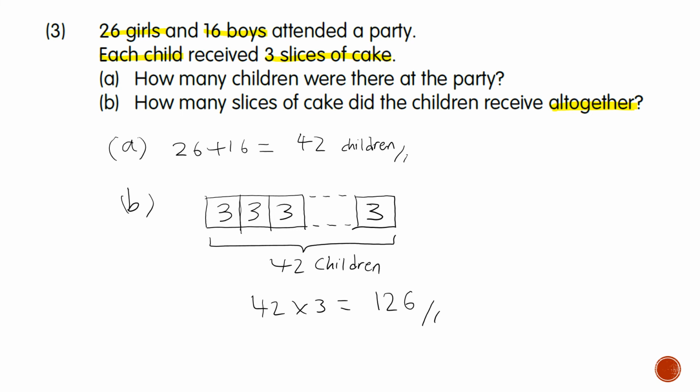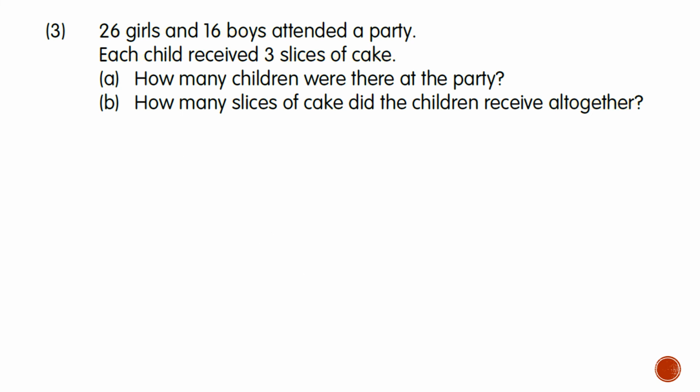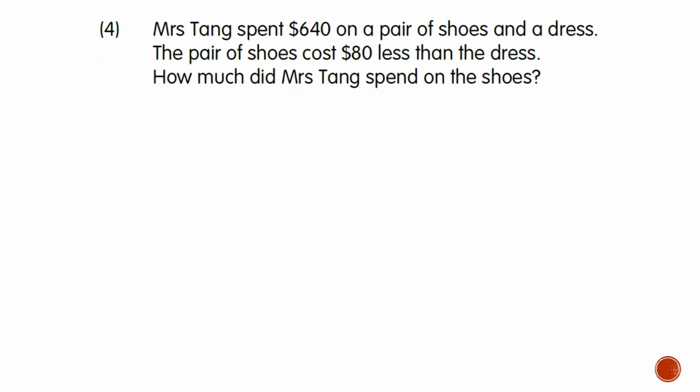Okay, let's move on. Last question. Mrs. Tang spent $640 on a pair of shoes. That's a very expensive pair of shoes. Oh, sorry. And a dress. Okay, so, still expensive, but okay, at least it's not a pair of shoes alone. So 640 on a pair of shoes and a dress. So she bought two things for $640.